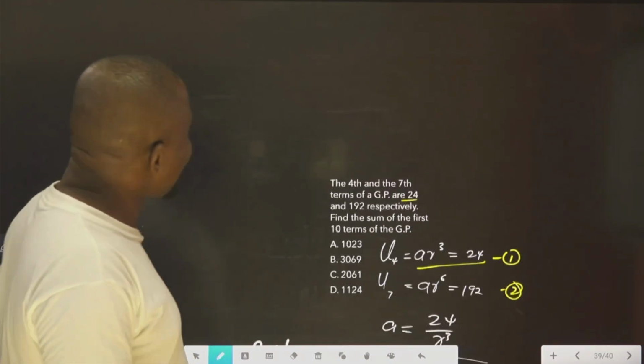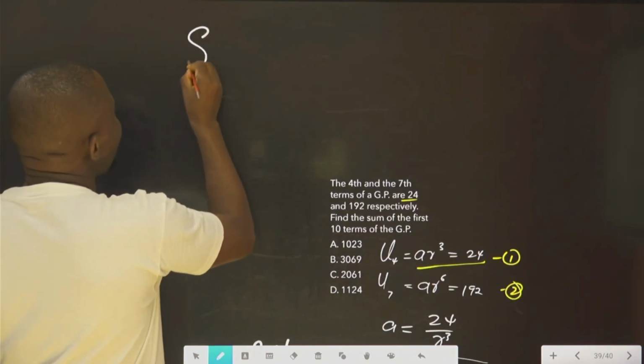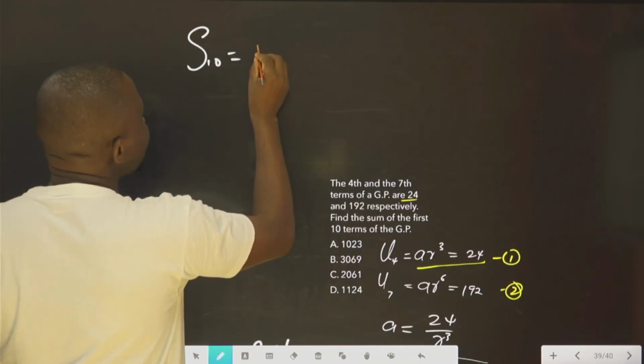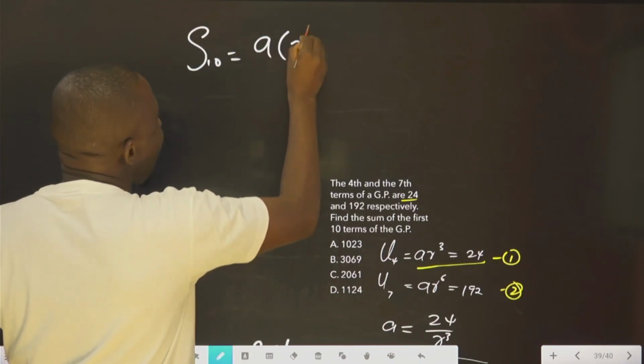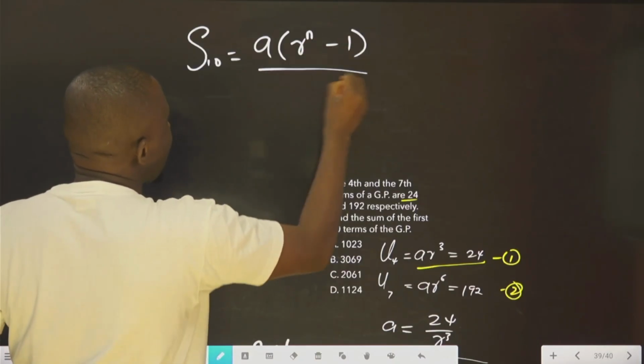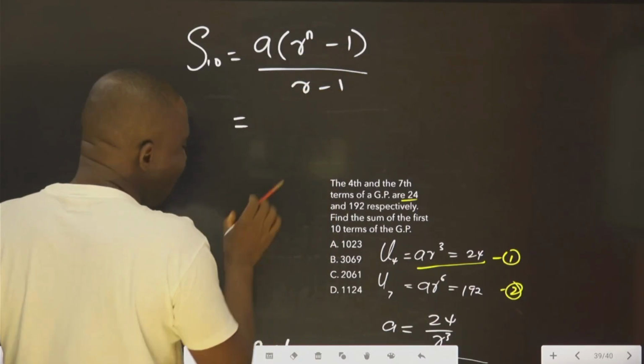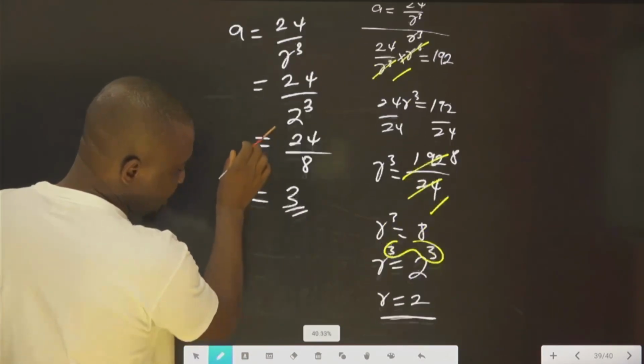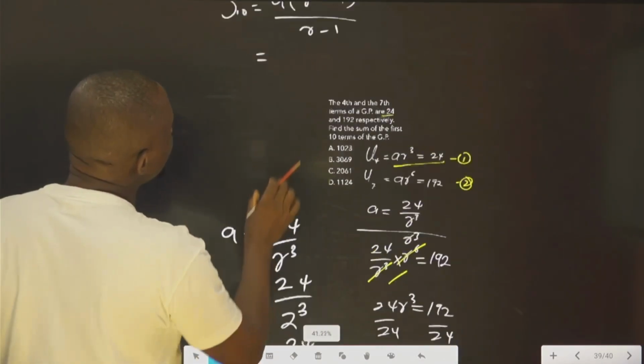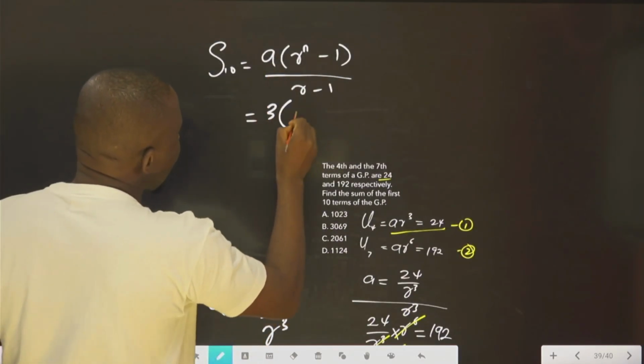Next is, according to the question, find the sum of the first 10 terms. The sum of the first 10 terms is A, R to the n minus 1, over R minus 1. So the A now is what? Is 3, while R is 2. This is 3, R is 2.